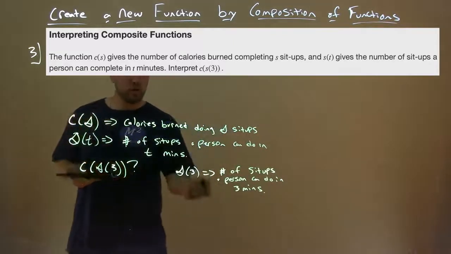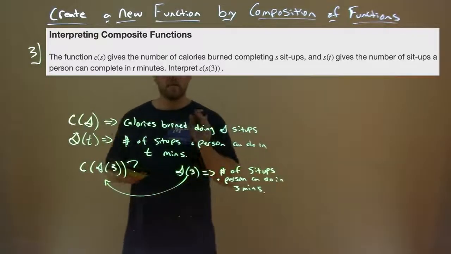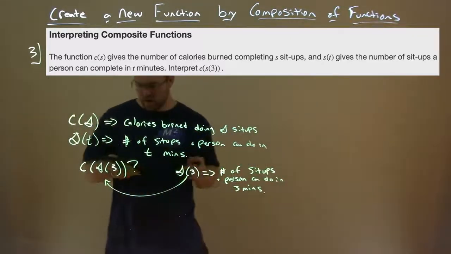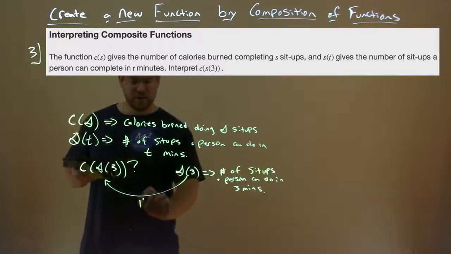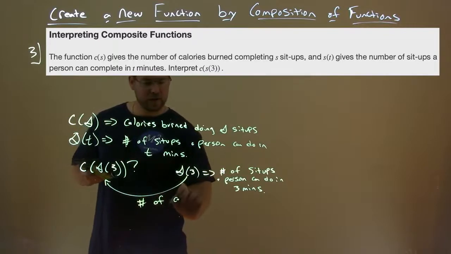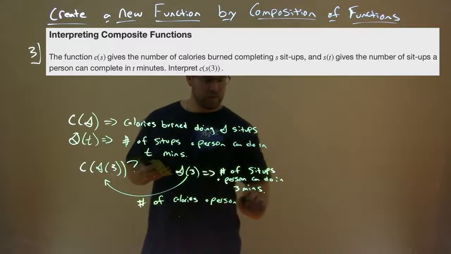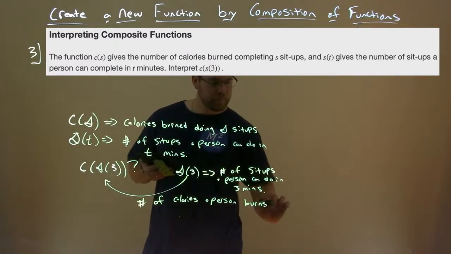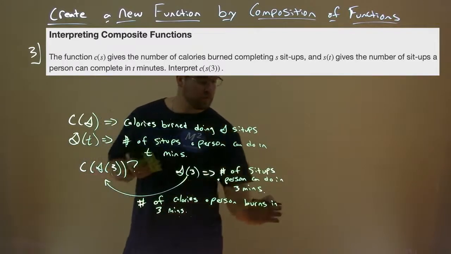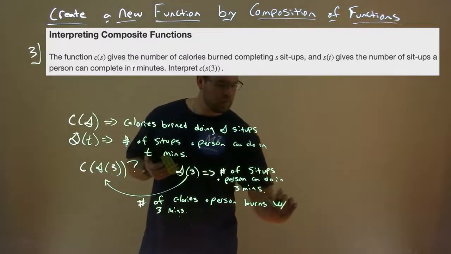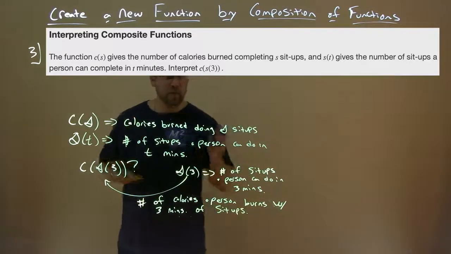And that number goes into our function C of S, and that's the number of calories they burned doing those sit-ups. So we can interpret this whole function as the number of calories a person burns in 3 minutes of sit-ups.